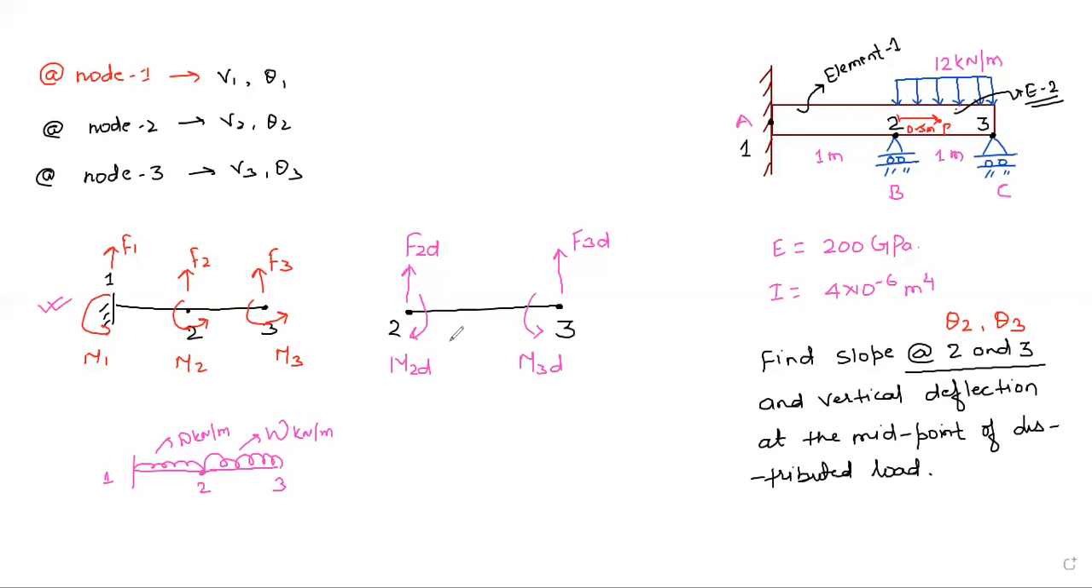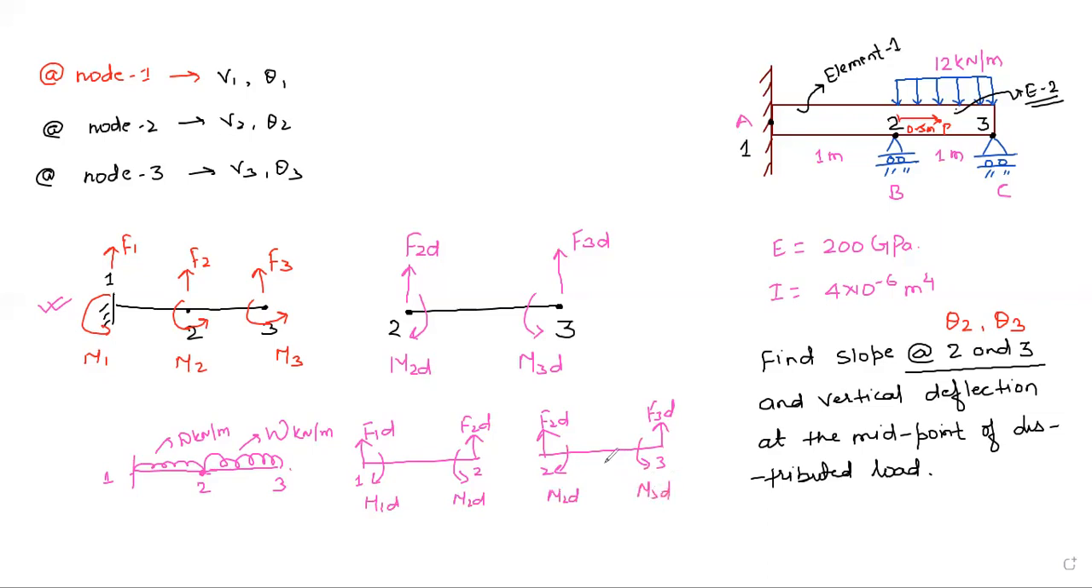So in this case, what will happen? Not only for element number 2, for element 1 also, we have to take the additional forces and additional moments. Here it will be F1D, here it will be F2D. Similarly, here also it will be F2D, here it will be F3D, because this is the second node. So if you divide it, it will be 1, 2, 2, 3. Similarly, we will have moments also. So here we will have M1D, M2D, then again here M2D, and then here M3D.